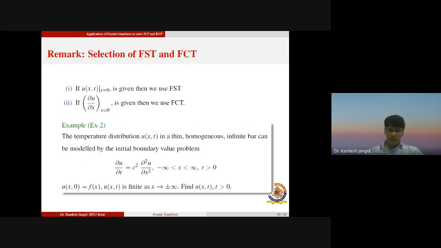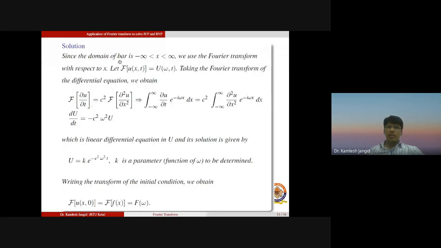All right. Since the domain of the bar is minus infinity to plus infinity, we use the Fourier transformation with respect to the variable x.